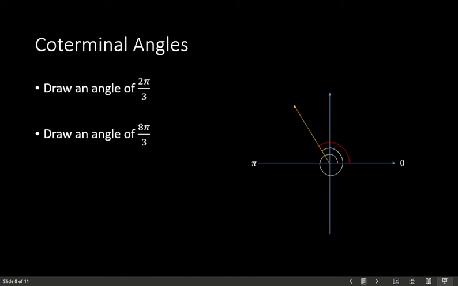So 8/3 is an entire circle plus another 2/3 pi. Sorry, 2 pi plus 2/3 of pi. And you'll find that these two angles end in the same place.